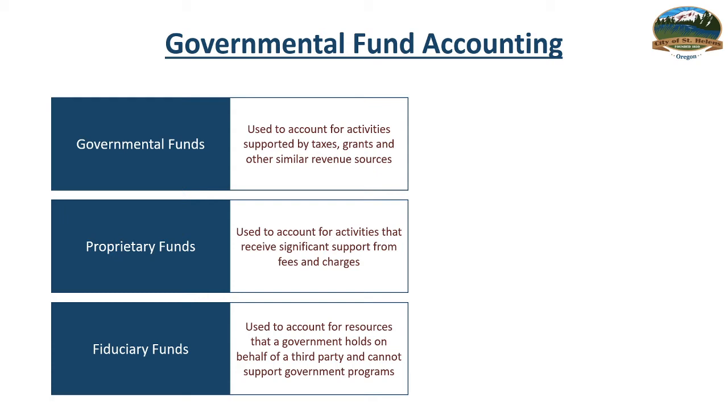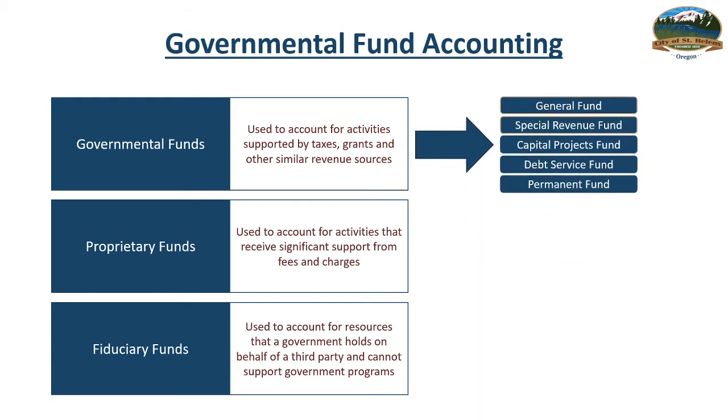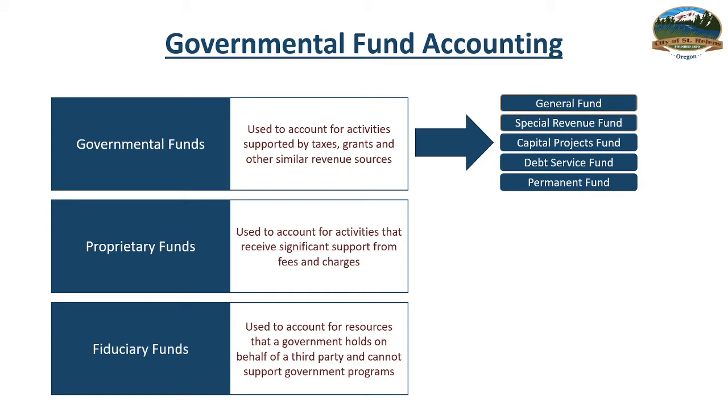Let's look at the subcategories of these main areas. Within governmental funds, there are 5 subcategories. They are general fund, special revenue, capital projects, debt service, and permanent fund. The City of St. Helens only uses the first 2 subcategories, which are the general fund and special revenue funds. I have highlighted those borders in light brown, and we'll talk about those in a little bit more detail on the next slide.